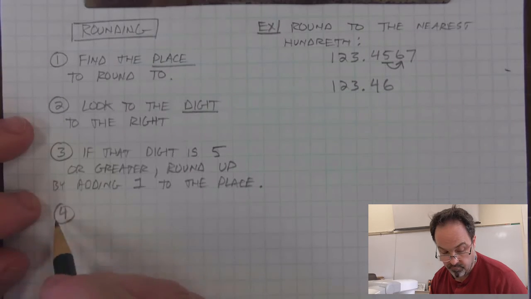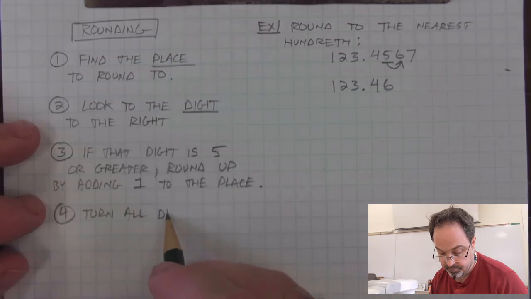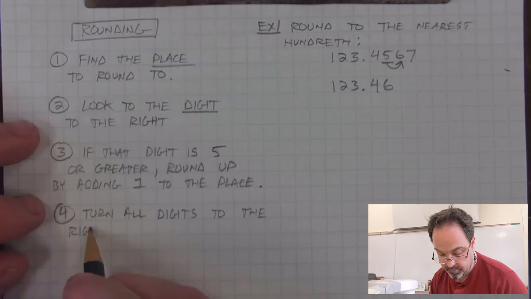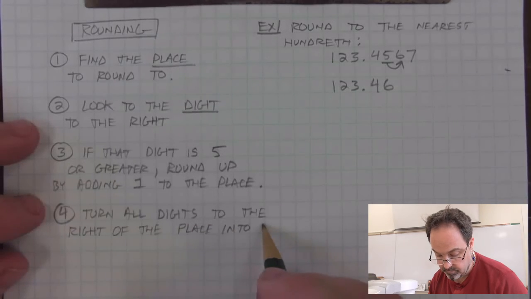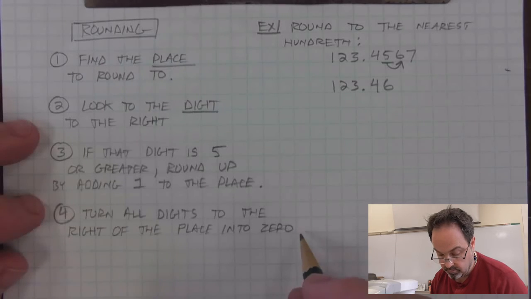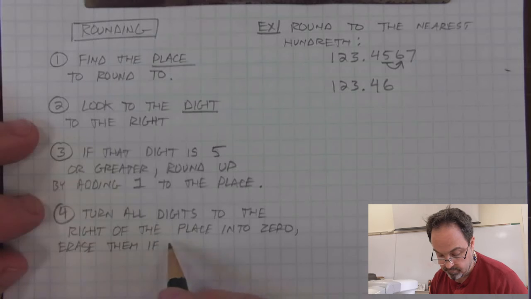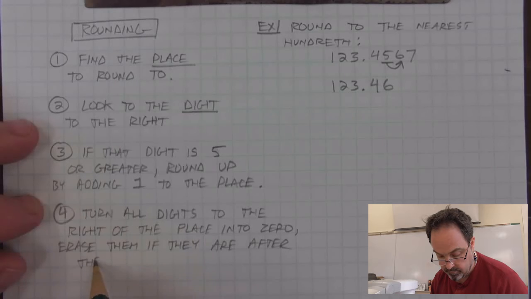And then, step 4, turn all digits to the right of the place into 0, or erase them if they are after the decimal point.